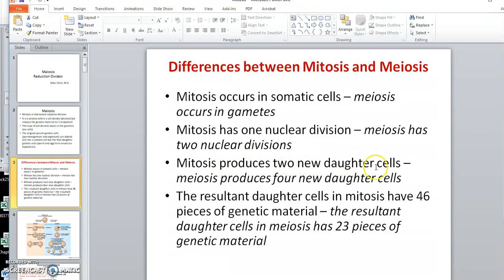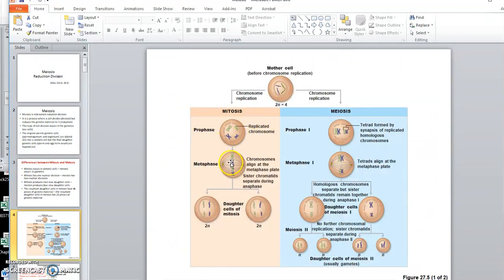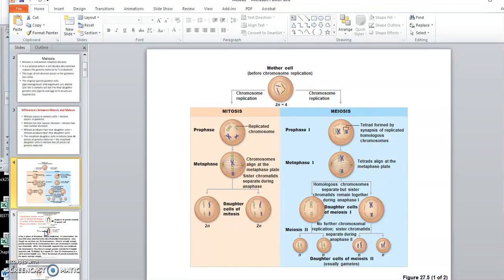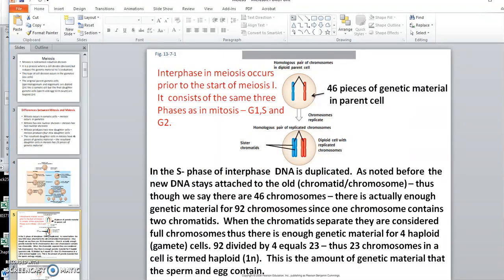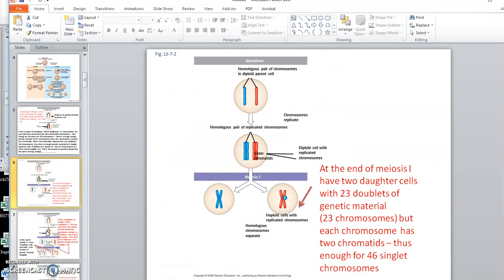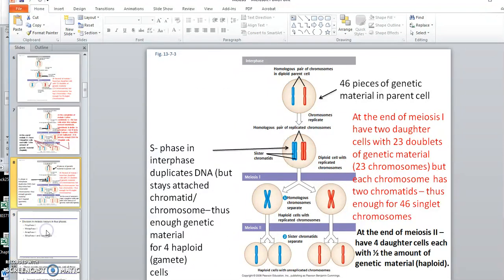Mitosis produces 2 daughter cells. Meiosis produces 4 daughter cells. Each of the daughter cells, though, has one half the genetic material. So here would be an example of that. Here's mitosis, 2 cells, both 2N. Here's meiosis. You go to a meiosis 1, then a meiosis 2, and then 4 cells, each having half the genetic material amount. So that's a major thing. Now, I want to bring up this other issue here.